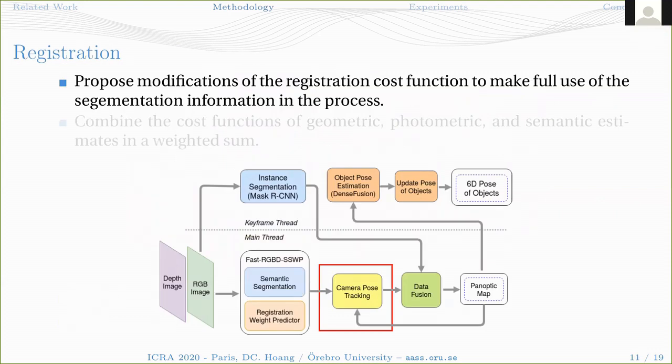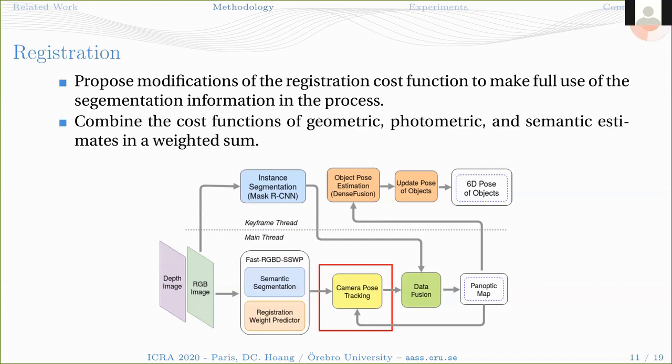In the registration stage, similarly to ElasticFusion, our approach also integrates both geometric and photometric cues for camera tracking. In addition, we propose a modification of the registration cost function to make full use of the instance class label in the process. We combine the cost functions of geometric, photometric, and semantic estimates in a weighted sum. The weights are often from our CNN network above.